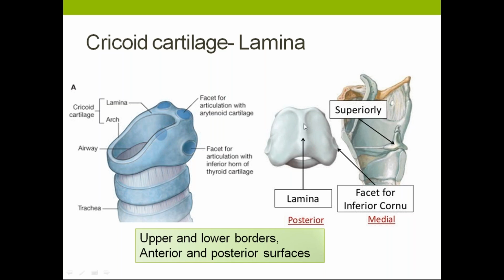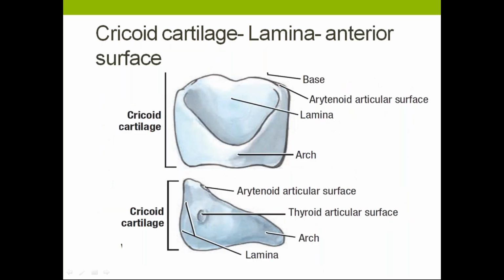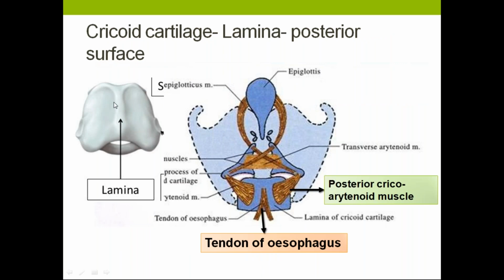So in the middle of the posterior surface of the lamina, you have a thickened ridge-like thing. Okay. So now we'll see the anterior surface of the lamina, which is covered by the mucous membrane. The posterior surface of the lamina, I already said, has a thickened ridge in the middle, which gives attachment to the tendon of esophagus. Okay, it gives attachment to the tendon of esophagus, which is nothing but the thickened longitudinal muscle coat of the esophagus.